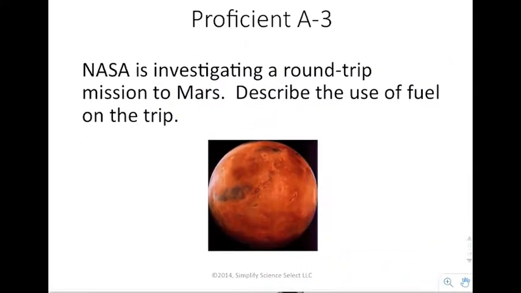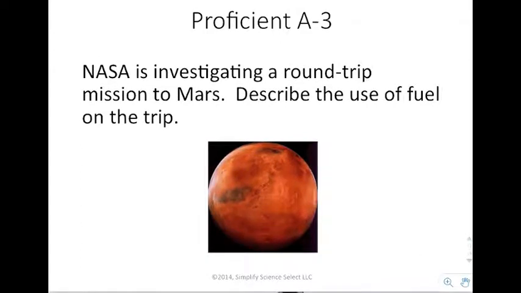Next, it says NASA is investigating a round-trip mission to Mars. Describe the use of fuel on the trip. So remember, the law of inertia says that objects in motion will stay in motion. The nice thing about inertia is once you get a space probe, which looks kind of like a seahorse, on its way to Mars, you no longer have to use any fuel. You can just cut the engines off.